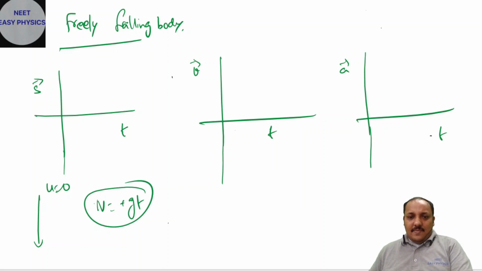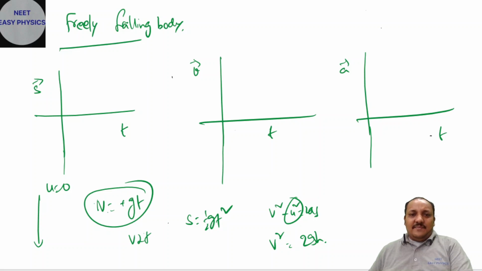Next step, S is equal to half gt square, V square minus U square equal to 2as. V square equal to 2gh. Correct? So now V is equal to gt. V is directly proportional to t. Whenever it is coming down, velocity is going to increase. Whenever velocity is increasing, acceleration is going to be plus g. So your graph will be coming here. This is going to be plus g. So S is equal to half gt square.